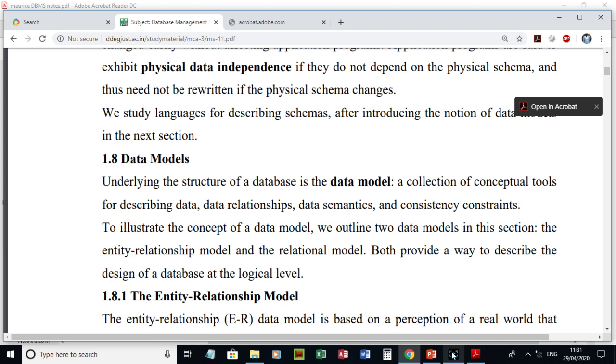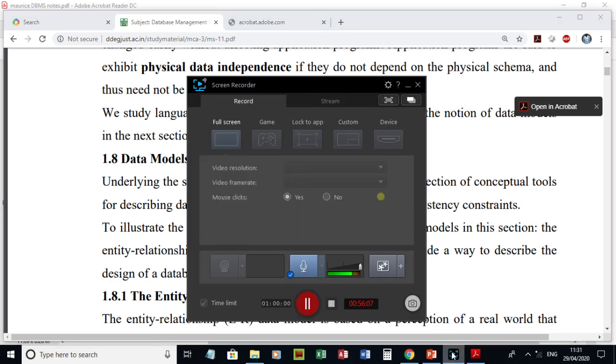I don't want to take a risk, so I'll end here, and then next time we will continue from point 1.81. All right, so that is it.